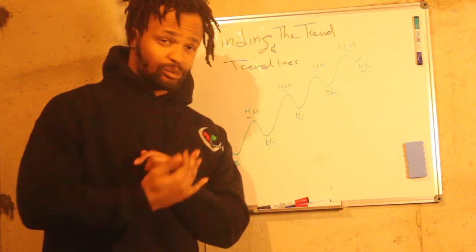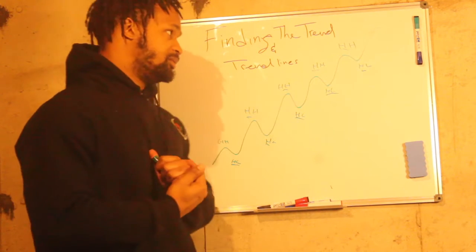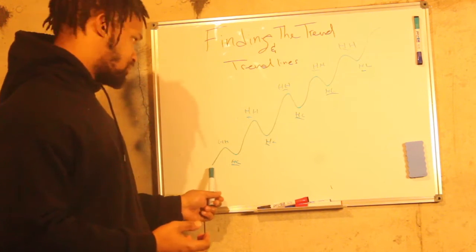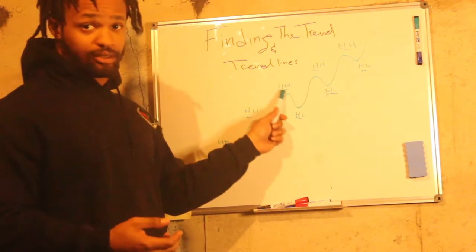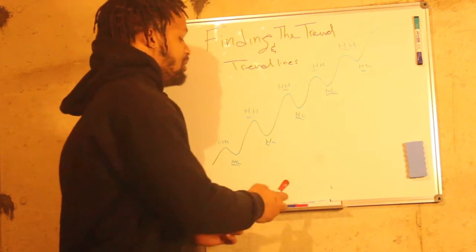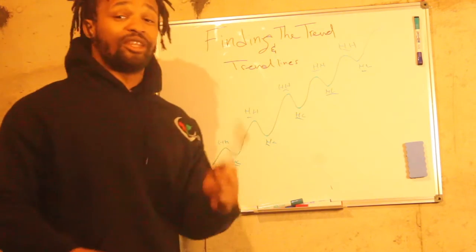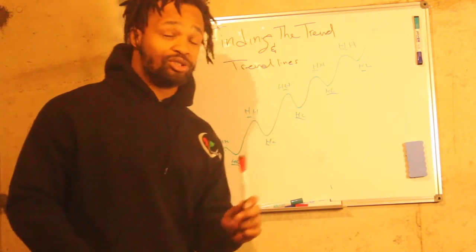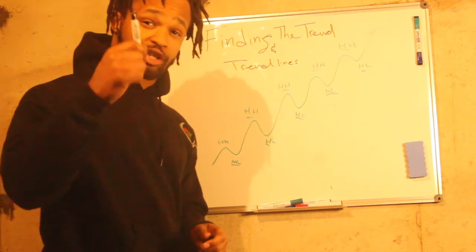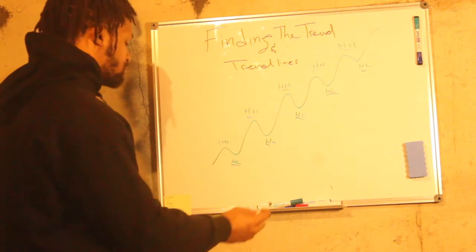Now the question is, how can I use this diagram with trend lines? And the easiest way to answer that is that with these higher highs and these higher lows, guess what? You connect them, and that way you have your trend. Let me show you right now.